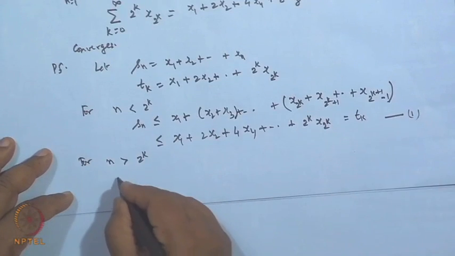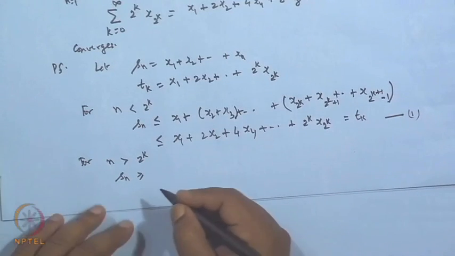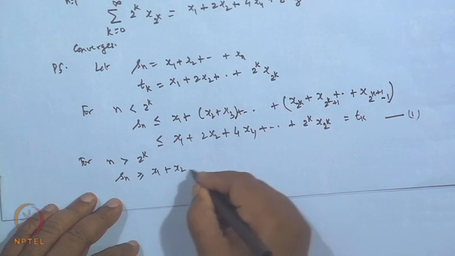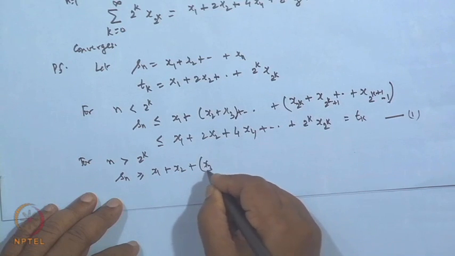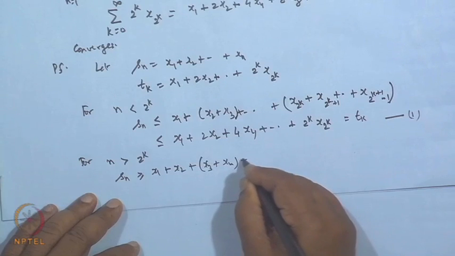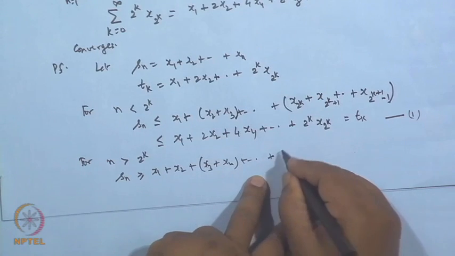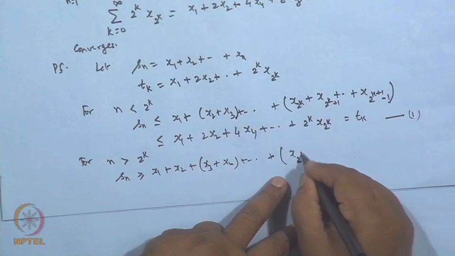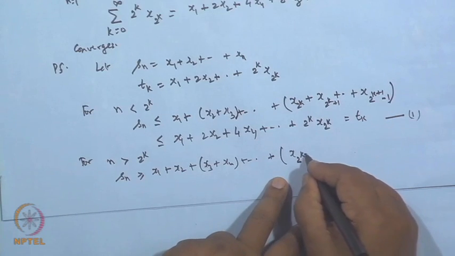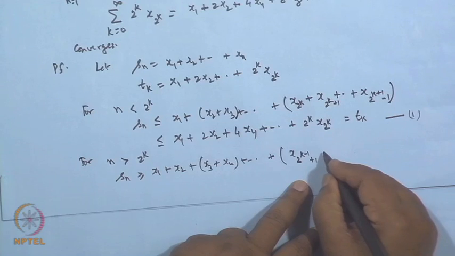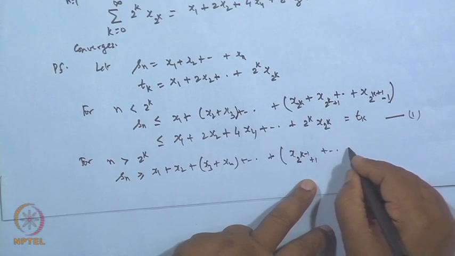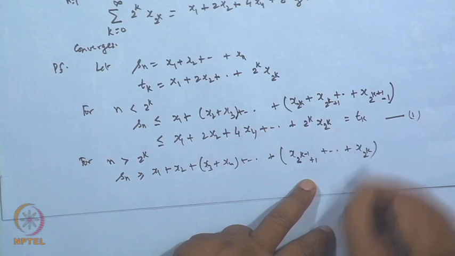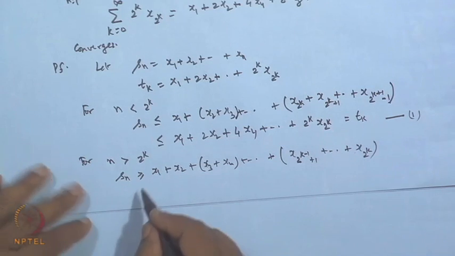S n can be written as greater than or equal to x 1 plus x 2, and then combine this term x 3 plus x 4 like this, and the last term starts with x 2 to the power k minus 1 plus 1, and goes up to x 2 to the power k.